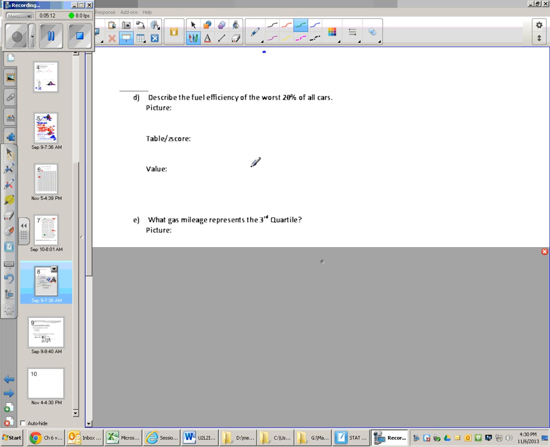Okay, flip the page, and you'll see this page right here. All right, let's talk about a little bit different type of problem. Describe the fuel efficiency of the worst 20% of all cars. Okay, so again, let's draw a picture. That's the best way to start to kind of make sense of the problem.